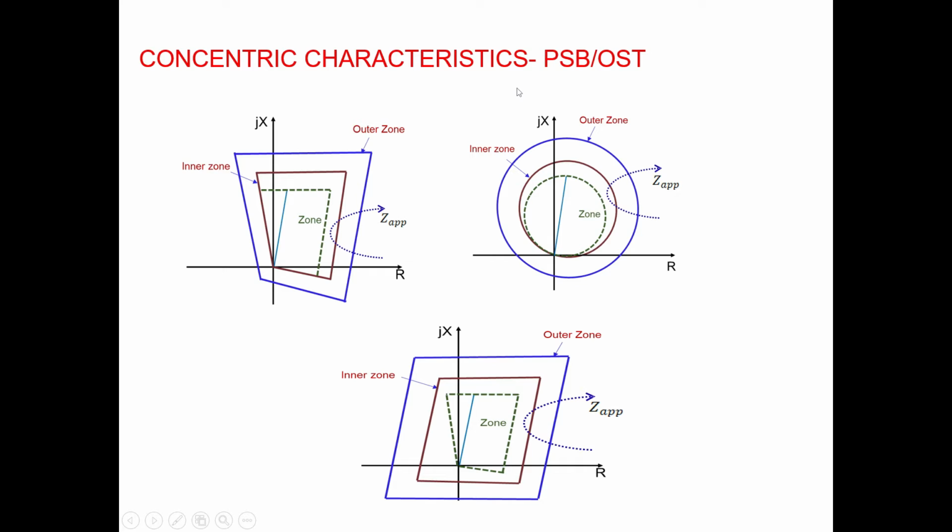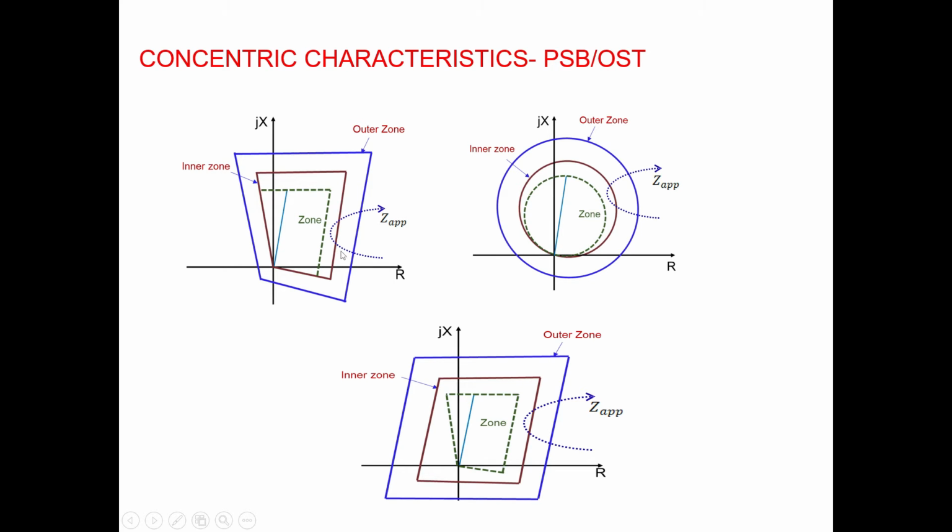The first is the concentric characteristic. What is the concentric characteristic? Basically, you select the characteristic of a particular zone. Suppose this is zone 3 and you want to block zone 3 in case of power swing. Then a concentric characteristic is drawn, which is exactly the same as that of zone 3, or zone 2 or zone 1, whatever is our area of interest. This applies to polygon, mho, and quadrilateral characteristics. In every characteristic, the concept is the same.